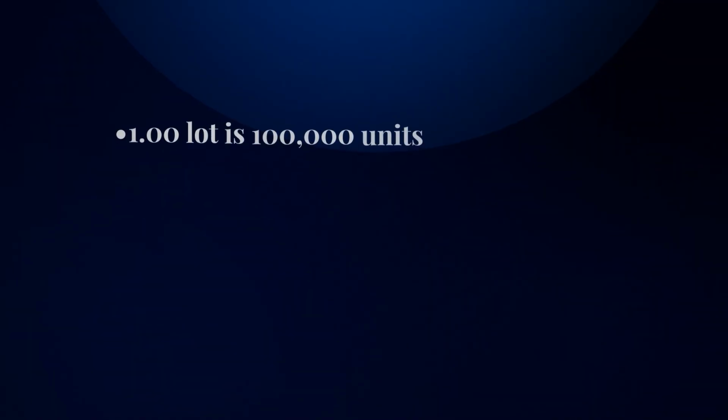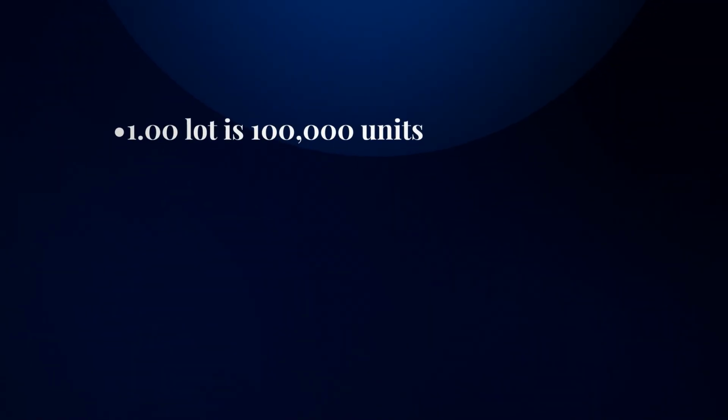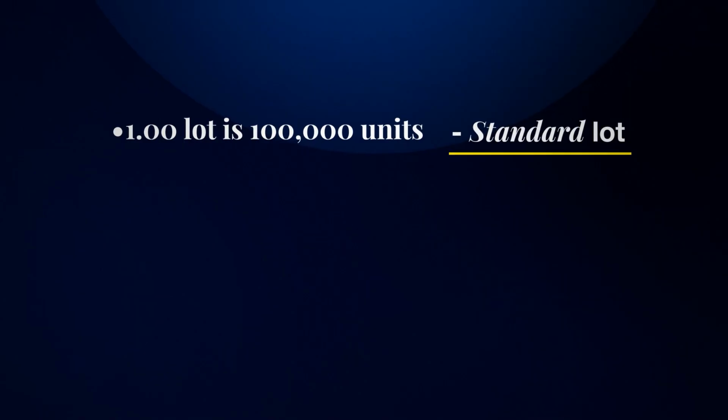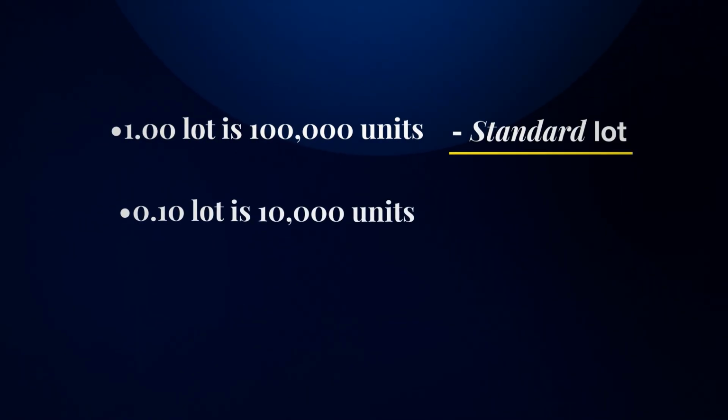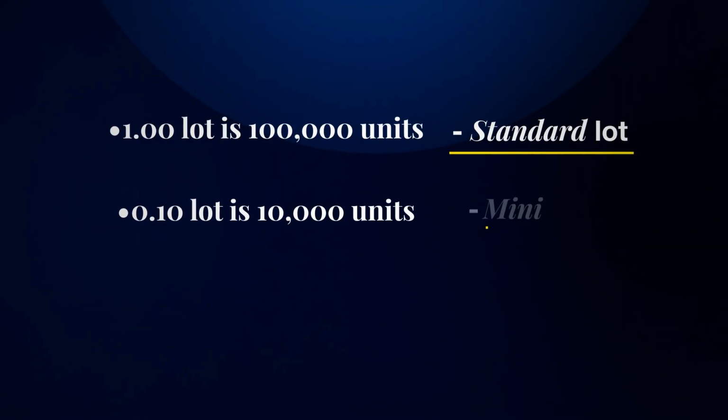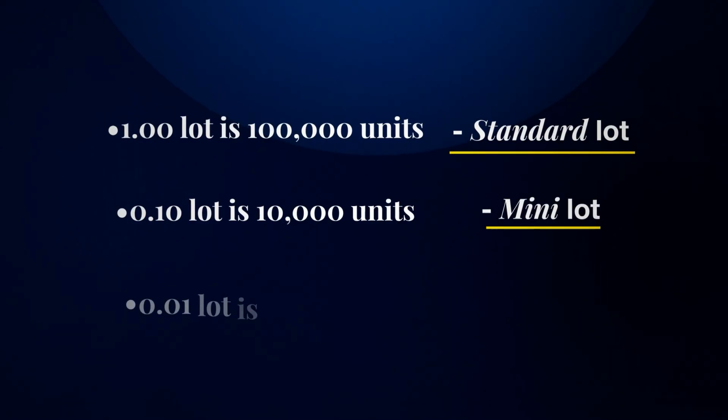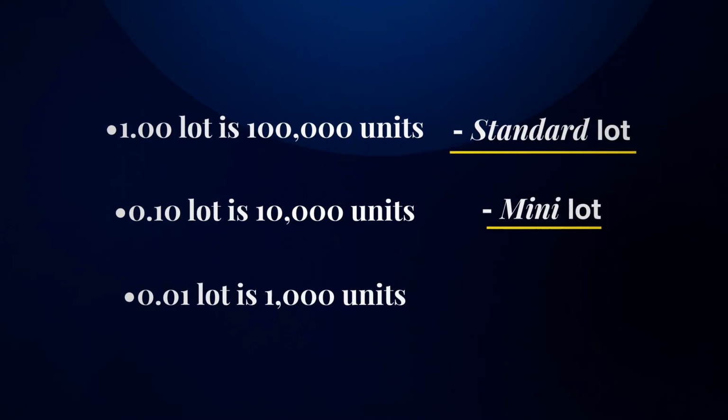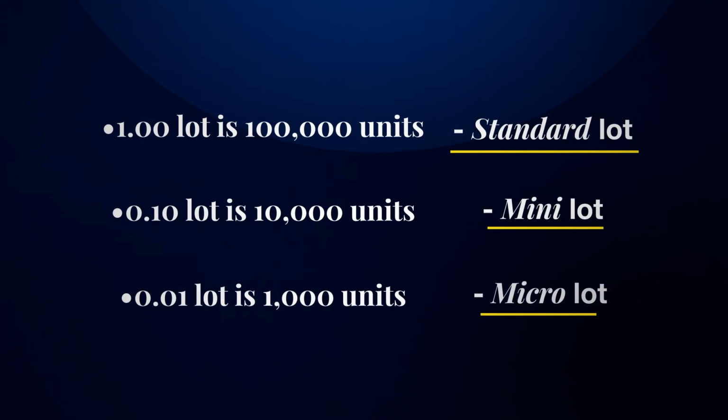One lot is 100,000 units of the base currency. This is called a standard lot. You can also have 0.1 lot, which is 10,000 units. This is usually called a mini lot, or you can even have 0.01 lots, which is only 1,000 units of the base currency, and is usually called a micro lot.